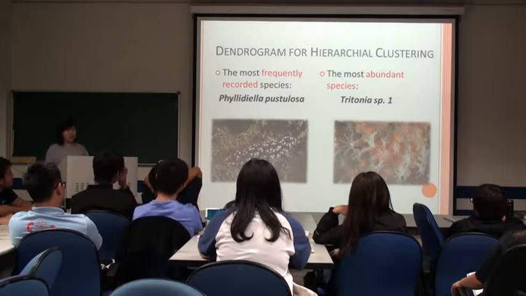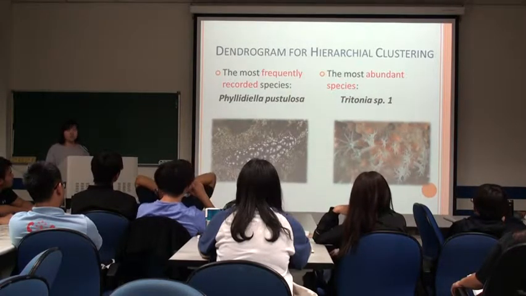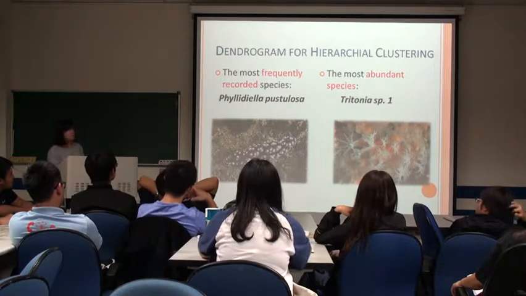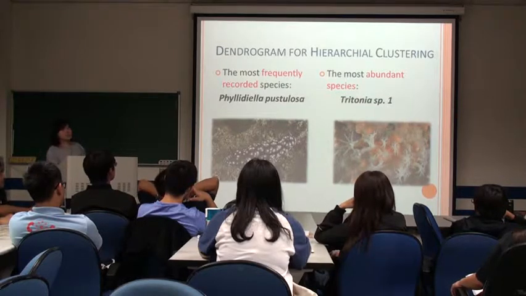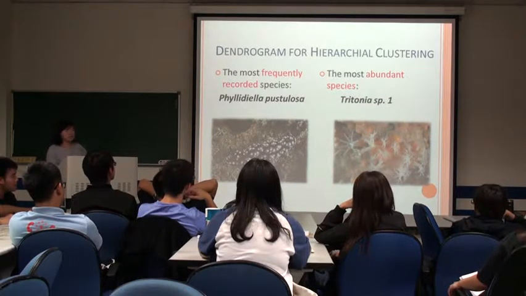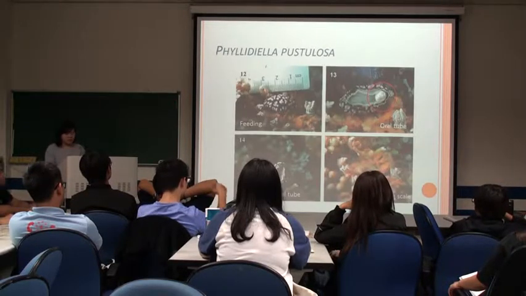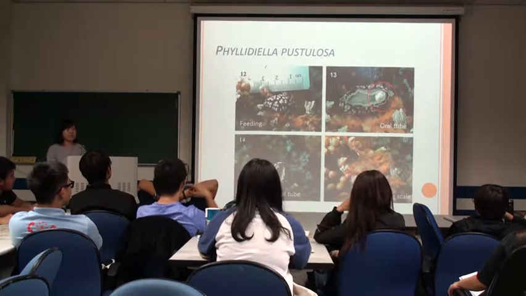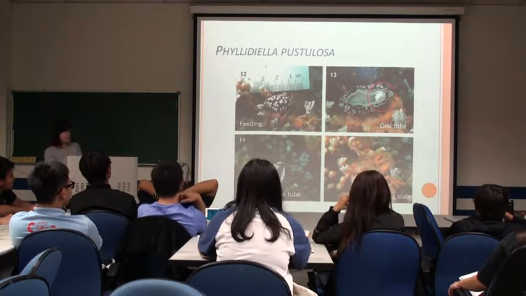And in our study, we found that there are 2 species worth mentioning. One is the most frequently recorded species, Diel pustulosa, and the other is the most abundant species, Tritonia species 1. We recorded Diel pustulosa during the daytime more than during the nighttime. And this photo shows them feeding.